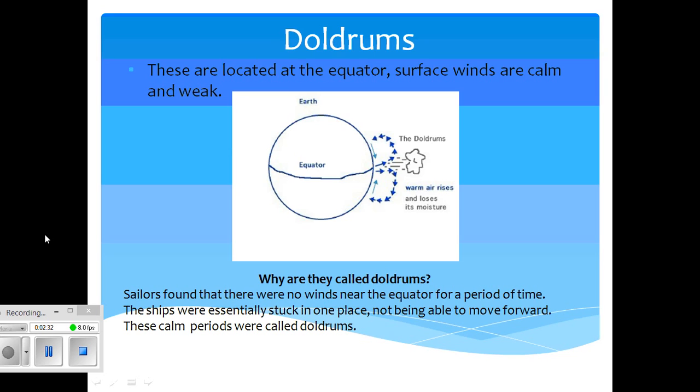So one wonders, why are they called doldrums? Well, sailors found that there were no winds near the equator for periods of time. In essence, the ships were stuck in one place, not being able to move forward. These calm periods then became called doldrums.